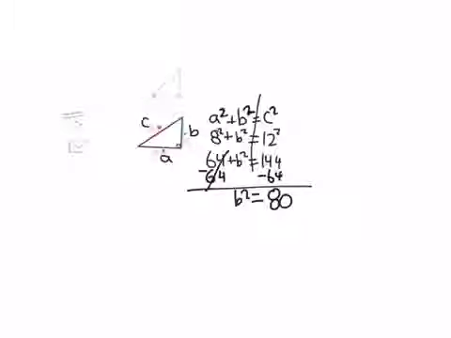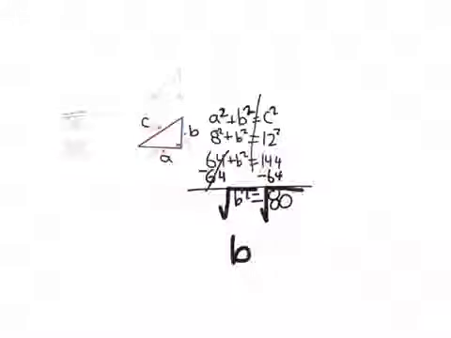Now we still need to isolate B. This is B squared, or B times B. So in order to isolate a variable, we're going to use inverse operations. The opposite of squaring is taking the square root. So we're going to do that to both sides of our equation. This is going to become B equals the square root of 80. So let's see what the square root of 80 is. I'll pop that into my calculator.